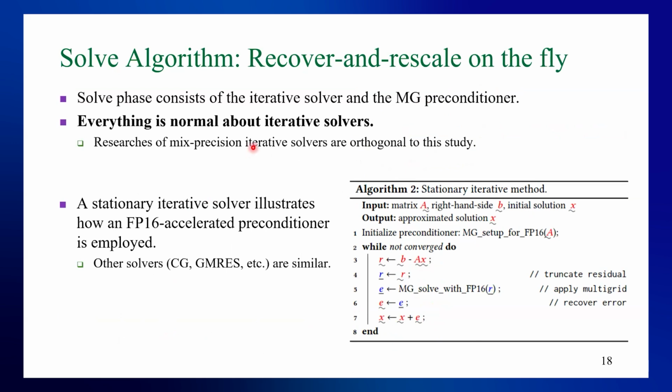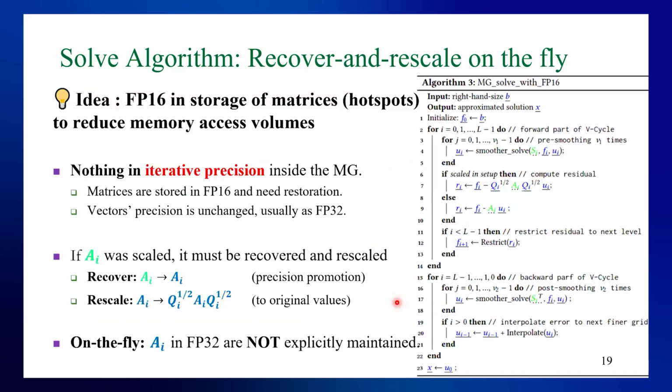In this phase, everything is normal about iterative solvers. As you can see in this algorithm, nothing is special here. Actually, the special treatment is inside the AMG preconditioner. The key idea is to leverage FP16 in storage of matrices to reduce memory access volumes. You can see in this algorithm that nothing in iterative precision is inside the AMG.